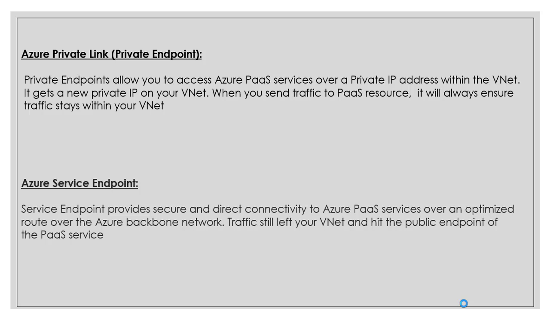Okay, so private endpoints allow you to access Azure PaaS services over a private IP address within the virtual network. It gets you a new private IP on your VNet. When you send traffic to PaaS, it always ensures the traffic stays within your VNet. What do I mean by this?